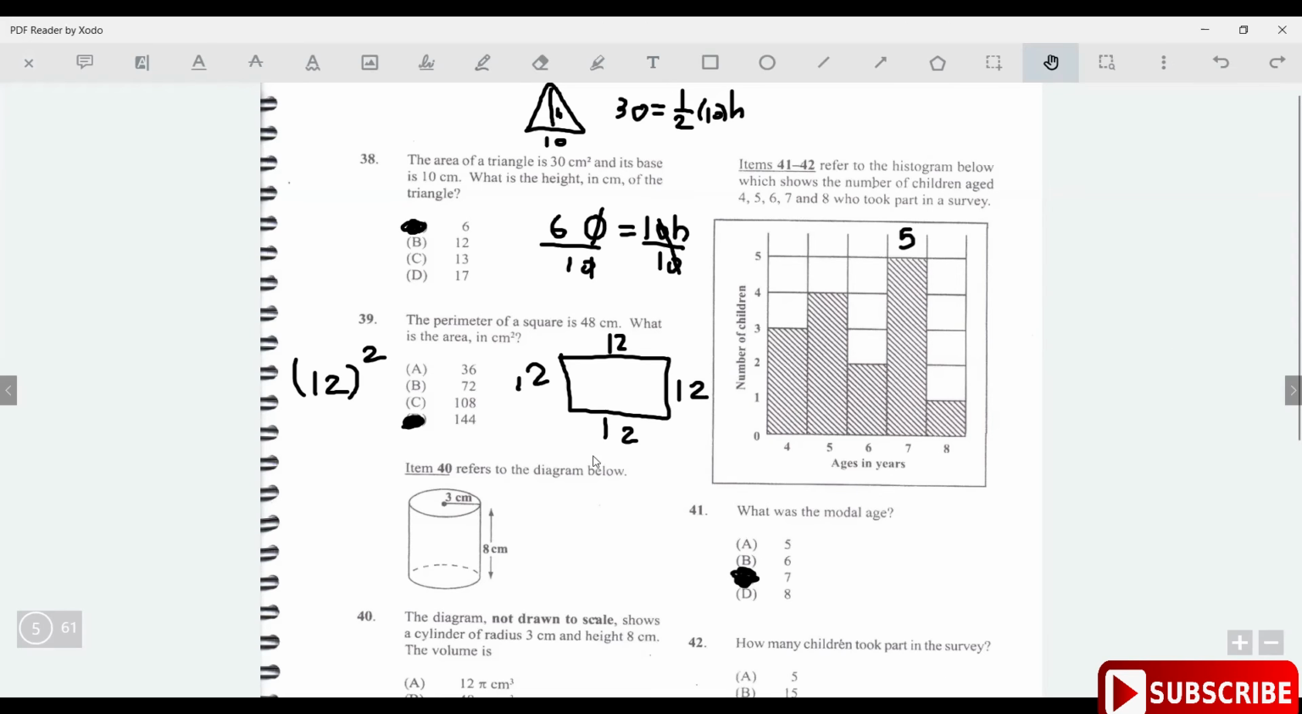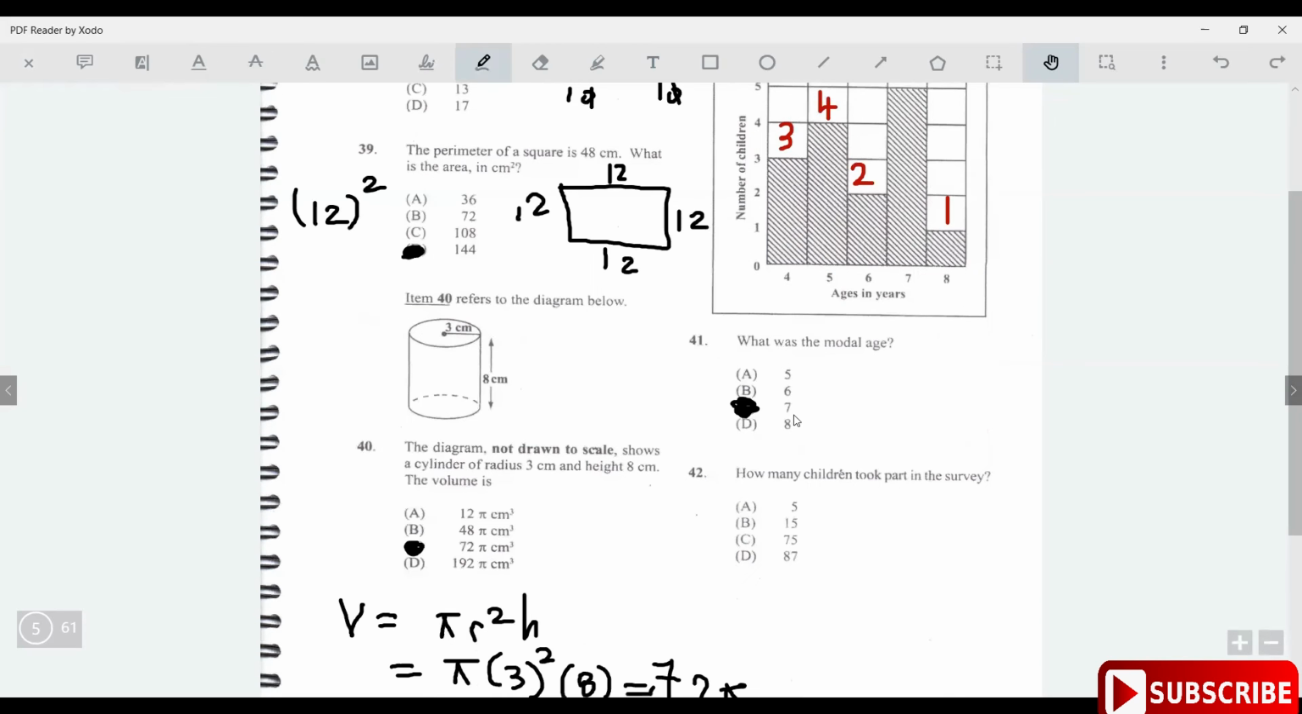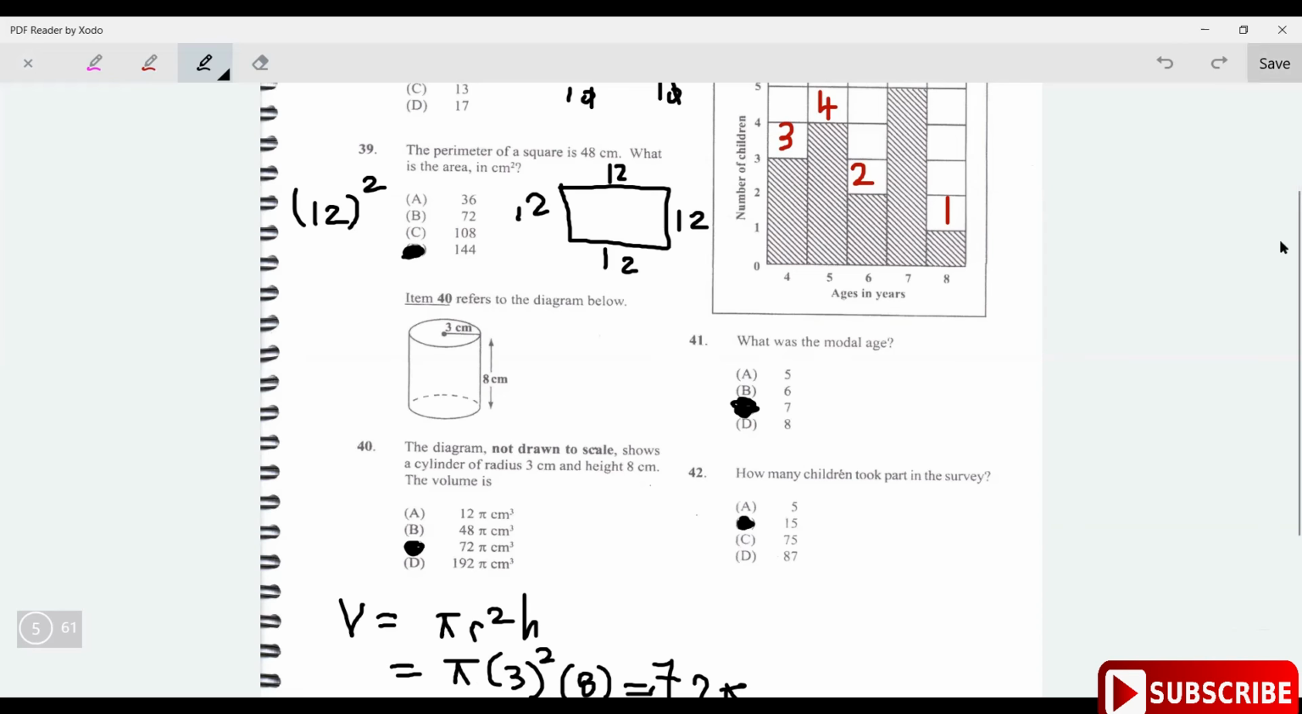It says, how many children took part in the survey? As you can see, there are 3 kids at the age of 4. There are 4 kids at the age of 5. There are 2 kids at the age of 6. There are 5 kids at the age of 7. And there is only 1 child at the age of 8. 3 plus 4 is 7. 7 plus 2 is 9. 9 plus 5 is 14. 14 plus 1 is 15. So there are 15 students in this survey. So that's 15, which is option B. Easy question.